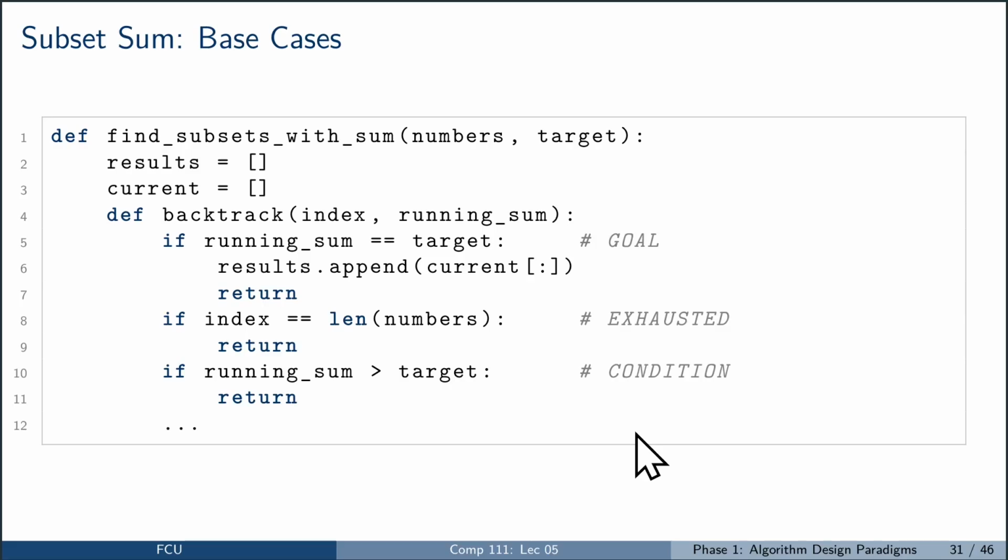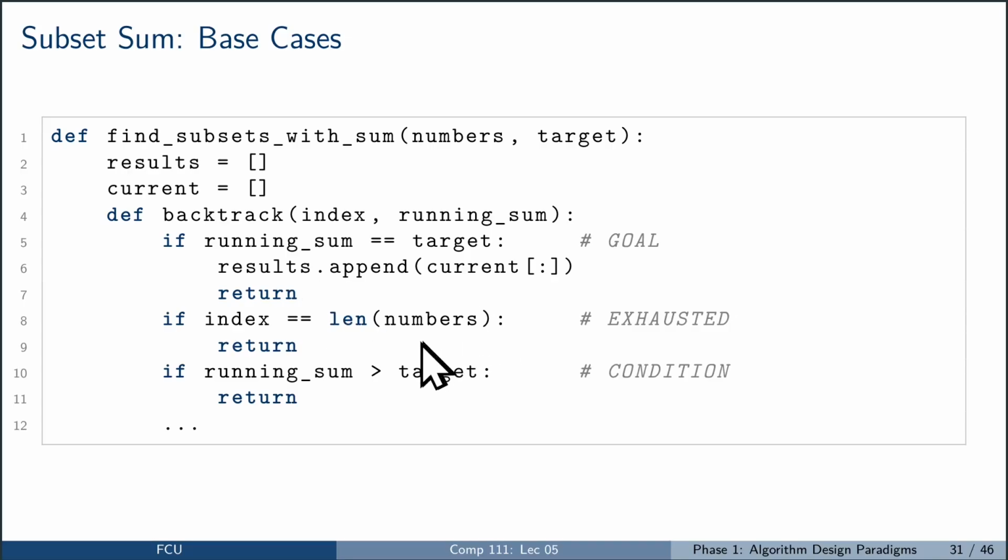All right. Now, in this case, we have three base cases, not just one. The first base case is the running sum. We are comparing whether it's equal to our target or not. Once it becomes equal to our target, we know that we have achieved our goal, and we can add that subset to our set of results, and we can return from here.